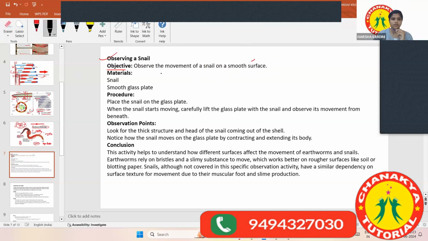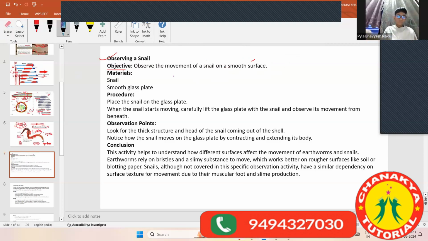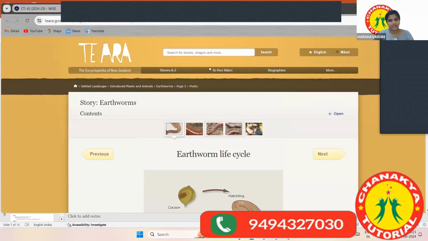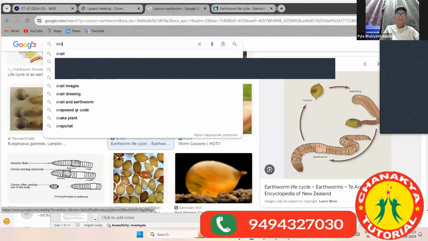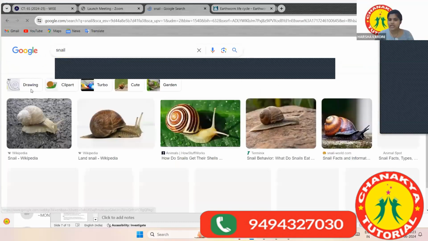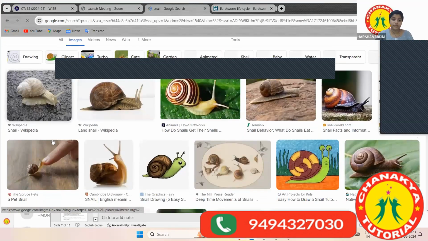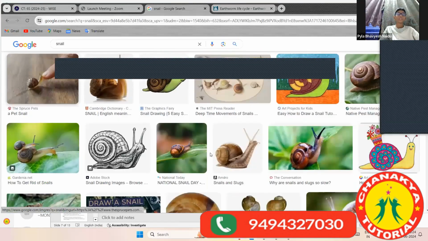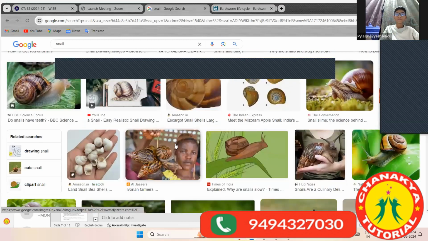Have you ever observed the movement of a snail? No, ma'am. Never saw a snail in your life? I saw it in pictures, but not in real life. There will be a lot of snails around our home. They are very beautiful creatures. I know how a snail looks, but I have not seen one in my life.